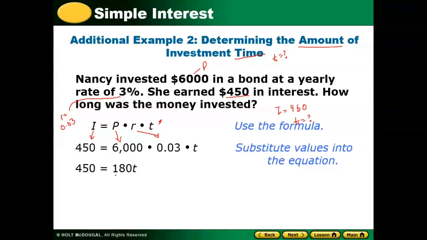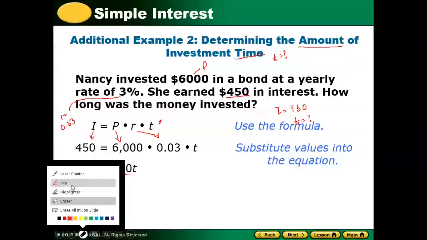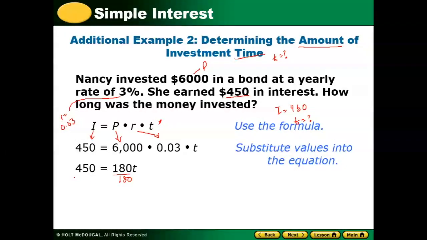And then to get T by itself, I have to divide this side by 450, or sorry, oops, that is not what I meant to say. It should be by 180, my apologies. By 180 and the other side by 180. And that gives us a total of 2.5 as our T. So this means that the money has been sitting in that account for 2.5 years to be able to have gained $450 in interest.